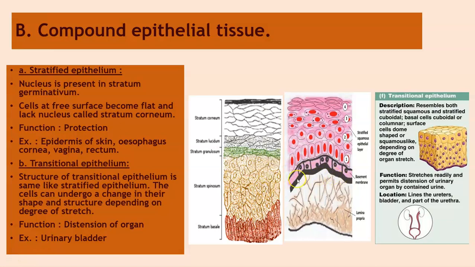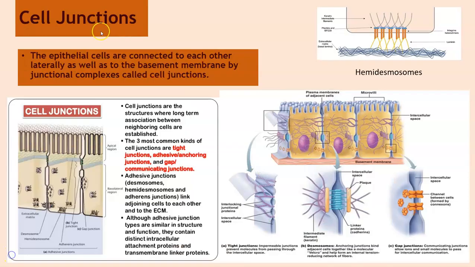See here in this image, you can see there is a basement membrane, then there is layer 1, layer 2, layer 3, layer 4. So there are multiple layers that are present in the compound epithelium. Only the first layer is in contact with the basement membrane. Then we need to understand something called cell junctions. The epithelial cells are connected to each other laterally as well as to the basement membrane by junctional complexes, which are called cell junctions.